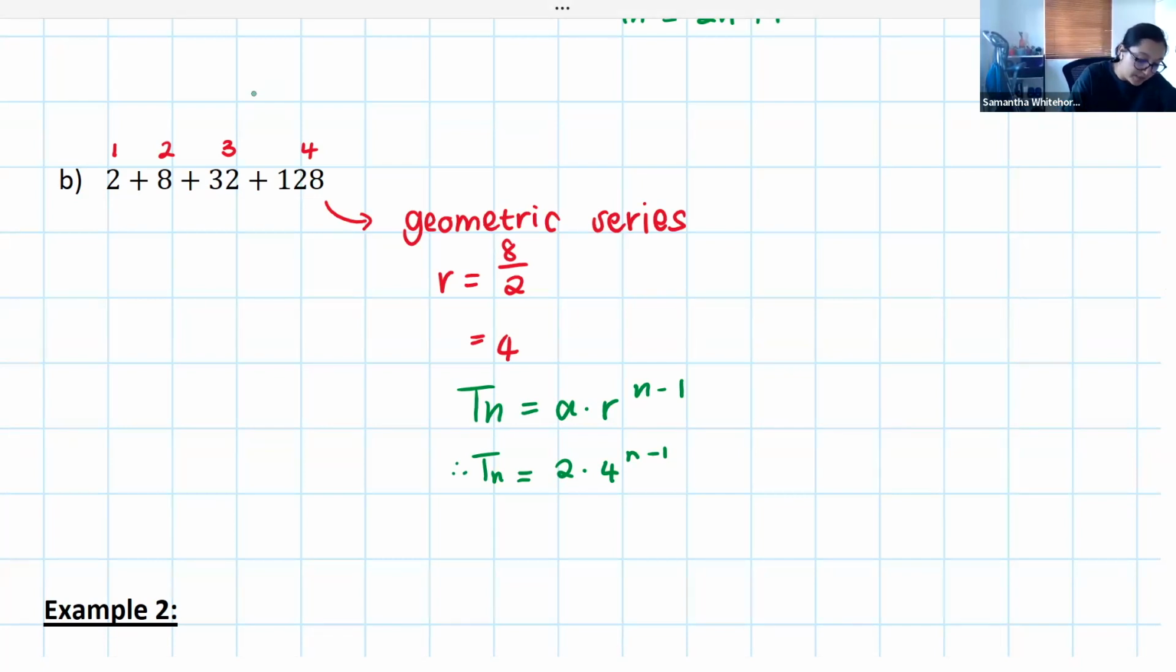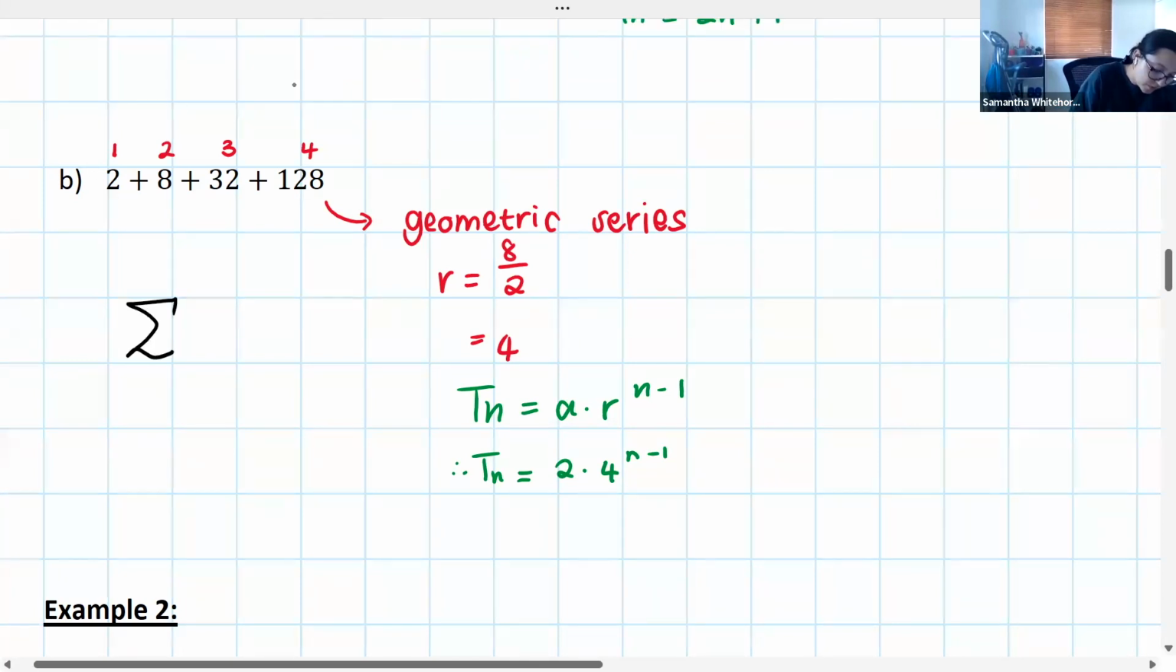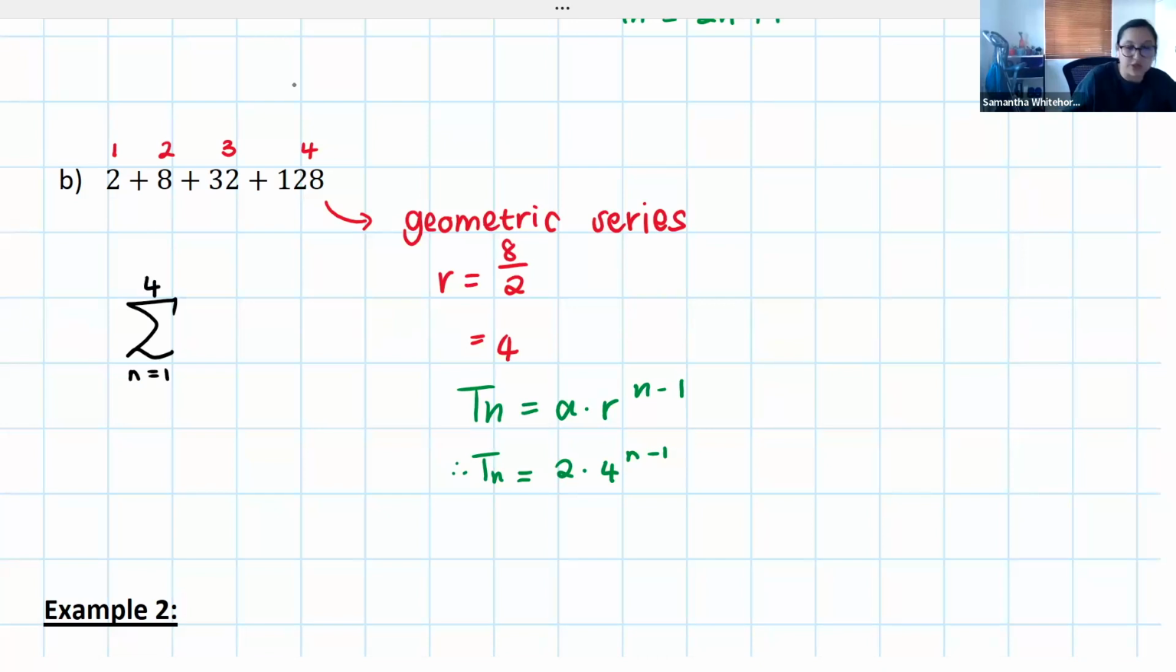So now we can set up our sigma. So we've got our sigma sign. We're starting at term 1. We're ending our addition or our series at term 4. And then we write down the nth term for the series we've been given.